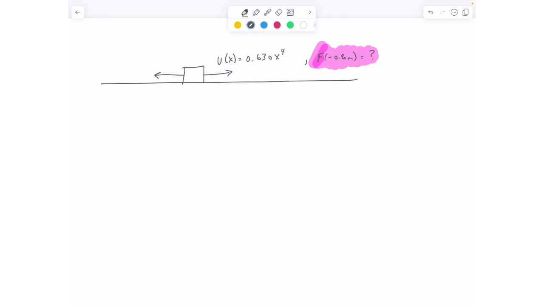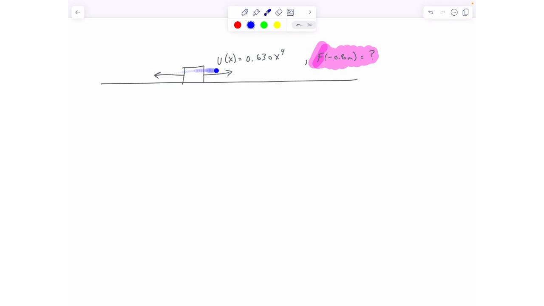Okay, so this is a slightly different problem than we've worked previously. In this problem, I have some box, some block, on some frictionless surface. And there is some, not necessarily a force that's pulling it back and forth, but in this case, we're given energy.